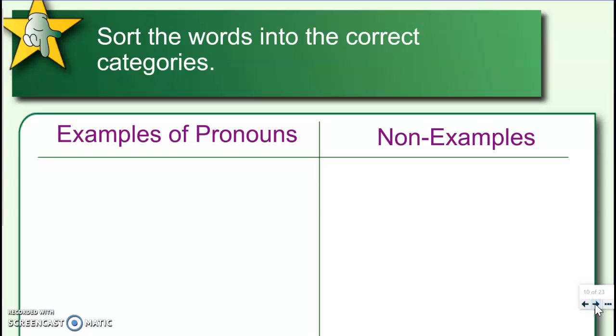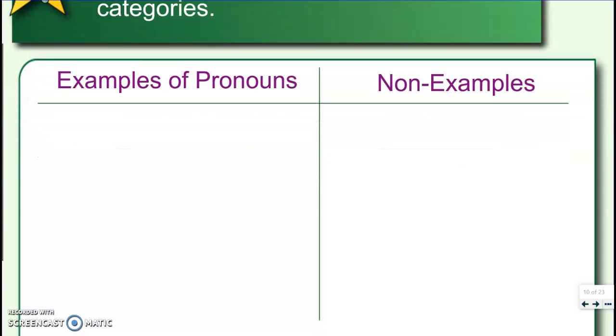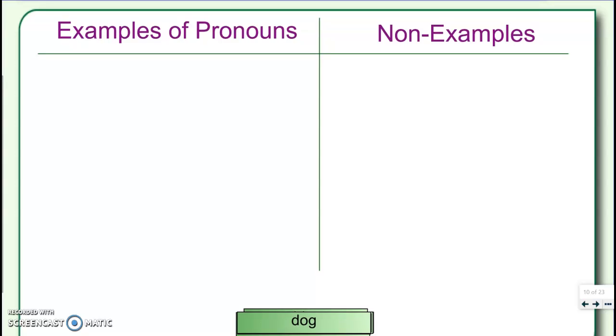Now what we're going to do is sort the words into the correct category. In this category, we are going to put examples of pronouns. And over here, we will put non-examples. That means not examples. Let's take a look at the words that we're going to sort. Now remember, a pronoun takes the place of a noun, a person, place, thing, or idea. Some examples of pronouns would be he, she, it, they. So let's take a look now.